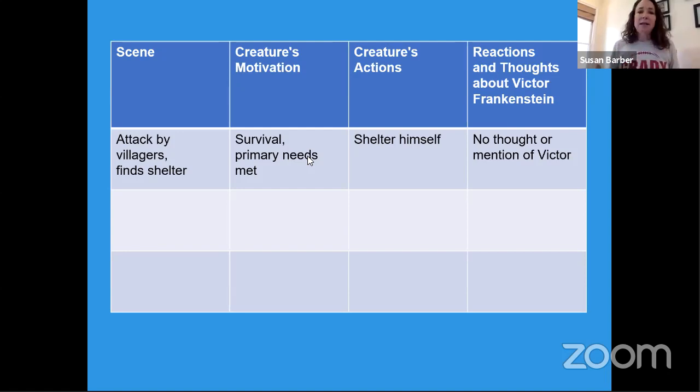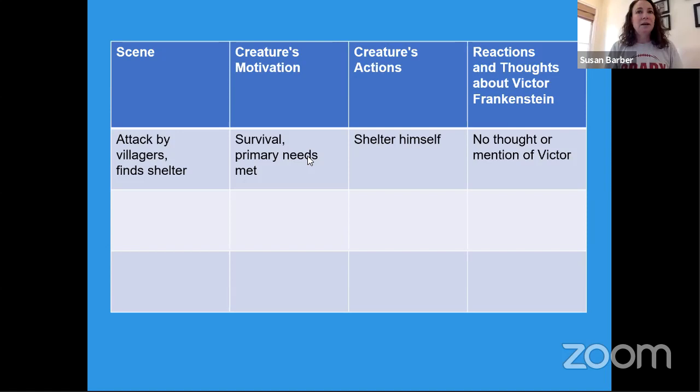Then we'll look at his actions. He shelters himself. And we're eventually tying this back to Victor, because so much of the creature's existence and his search is tied to Victor. It's interesting that right now he really has no thoughts of Victor. Like I said, he's almost separated himself emotionally. So that's a scene that I'm going to bookmark. I think it's interesting that he doesn't bring his emotion in at all.